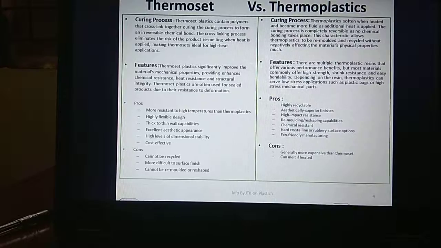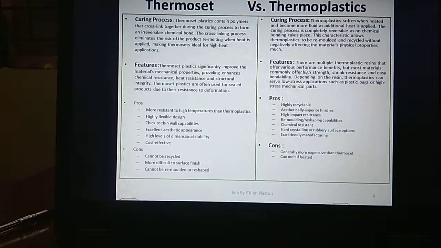What are the challenges of thermoset? They cannot be recycled, it is more difficult to attain a high level of surface finish, and you cannot remold or reshape them once they attain the final shape. Let us look at thermoplastics.